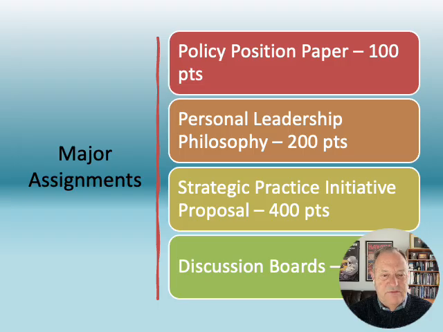This is how the grades break out on the course. I've got my head down here and can't see discussion boards, but it's 300 points out of the 1,000. There are examples of each of these assignments in Blackboard. The policy and position paper: read the rubric, follow the rubric. Pretty straightforward. Personal philosophy: again, follow the instructions. Link your philosophy to content you've already studied in the course, like theories of leadership, but make it your own and explain why you have come that way.